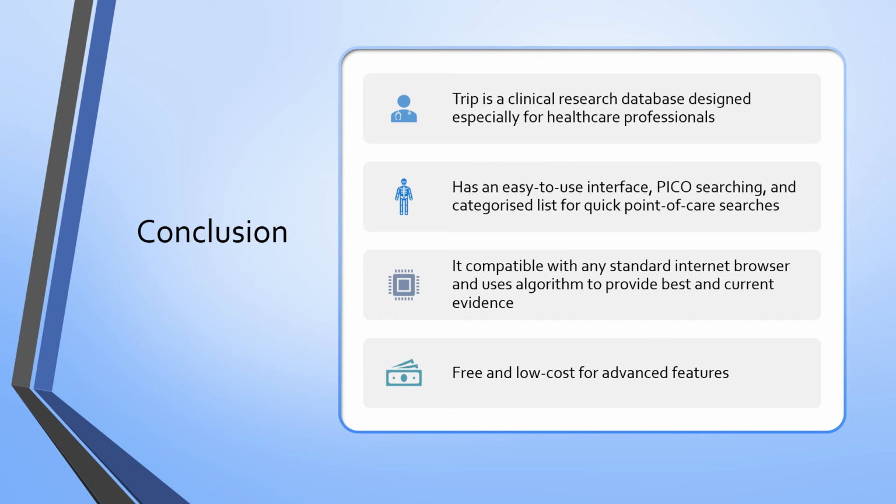In conclusion, TRIP is a clinical research database designed especially for healthcare professionals. It has an easy-to-use interface, PICO searching, and a categorized list for point-of-care searches. It is compatible with any standard internet browser and uses an algorithm to provide the best and current evidence. It is also free, and low cost for advanced features.